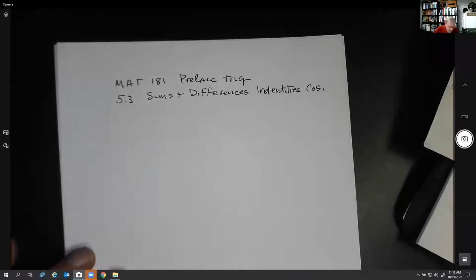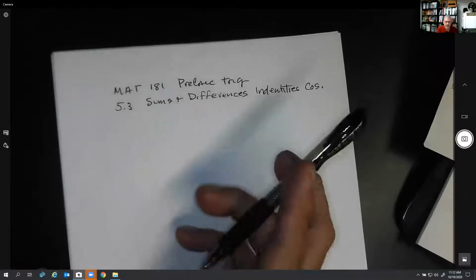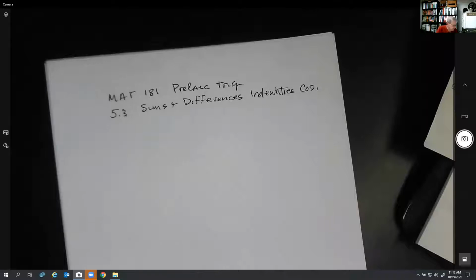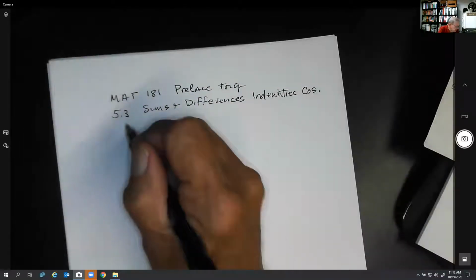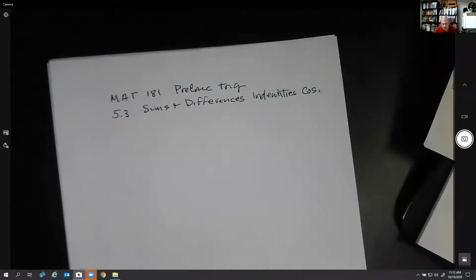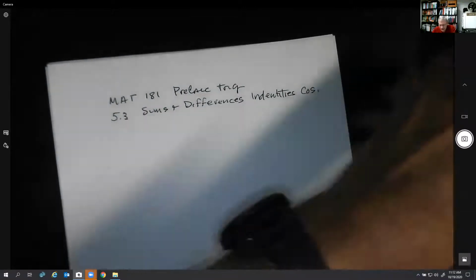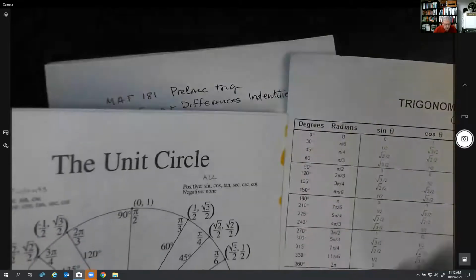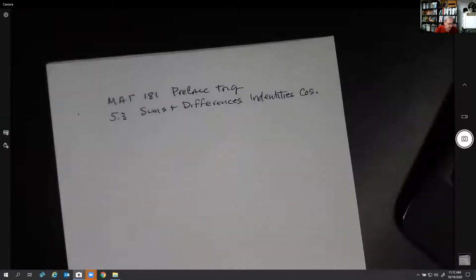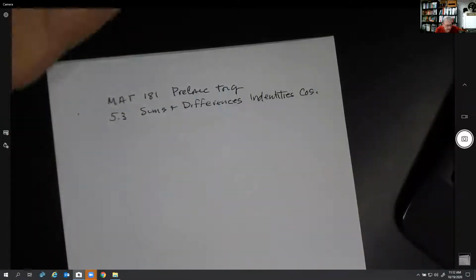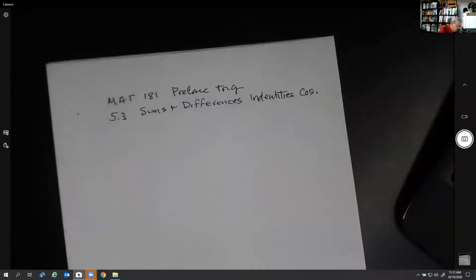Here we go. So we're going to talk about sums and differences of the cosine. So let's look at the cosine. What happens here is maybe we want to find an angle like 75 degrees or something, and that's not really in our unit circle, or it's not on our chart. We can't find it, or maybe it's written in terms of radians, and it's kind of difficult to do.